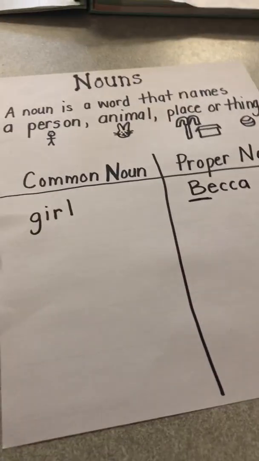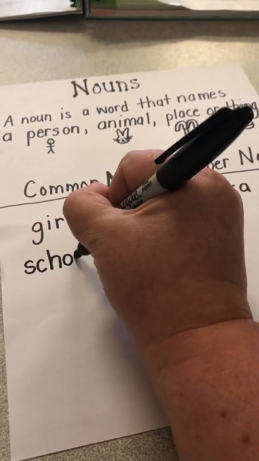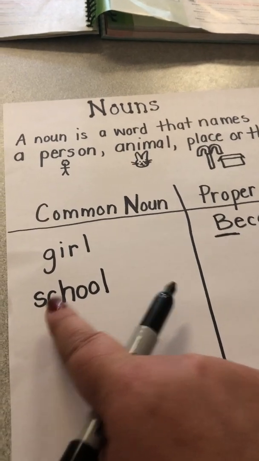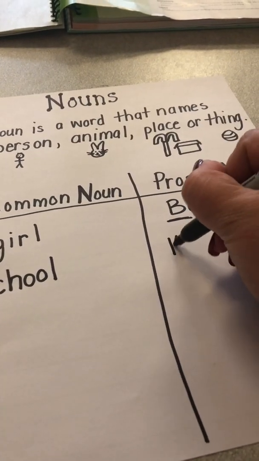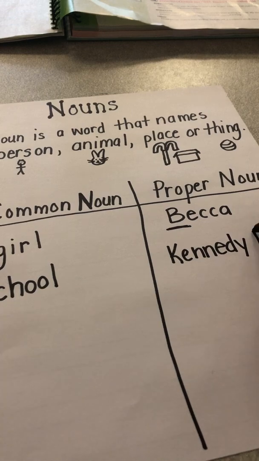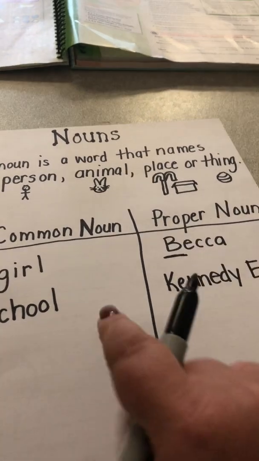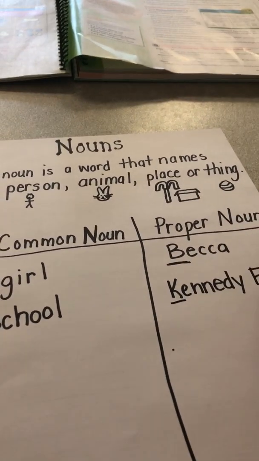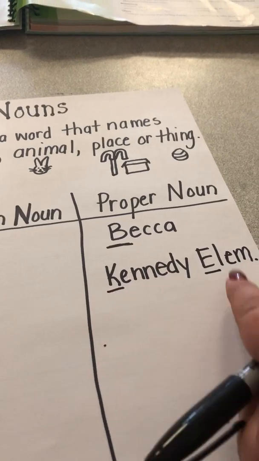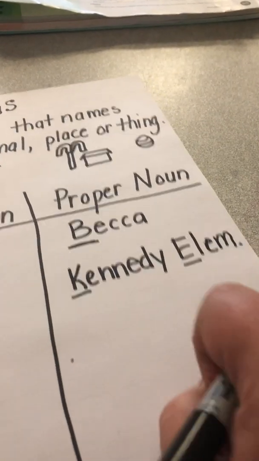Let's talk about a place. If I say school, well, it could be any school. There are lots of different schools. So the word school is what we call a common noun. It could be any school. But when we write Kennedy Elementary, and I'm not going to have room to write Elementary, so I'm going to do the abbreviation for it, we have to use a capital K and a capital E because now we know the special name of that school and it has to be capitalized. So school is a common noun, but Kennedy Elementary is the proper noun.